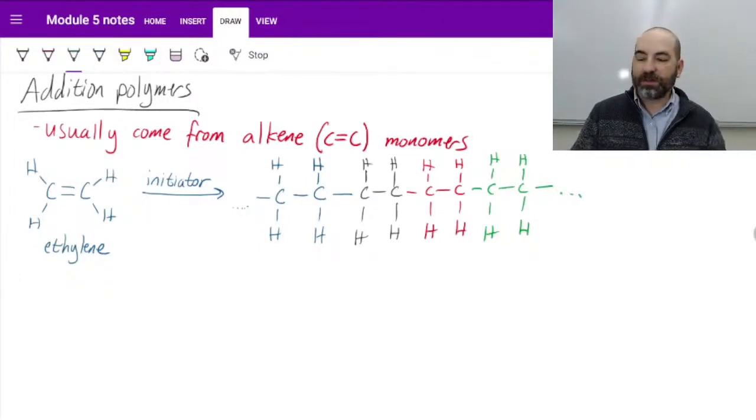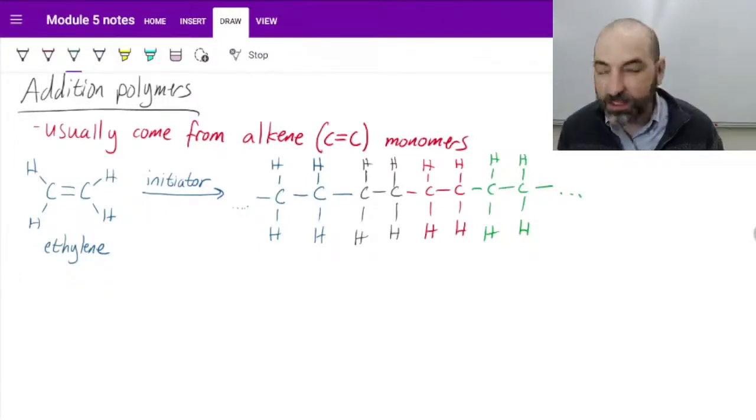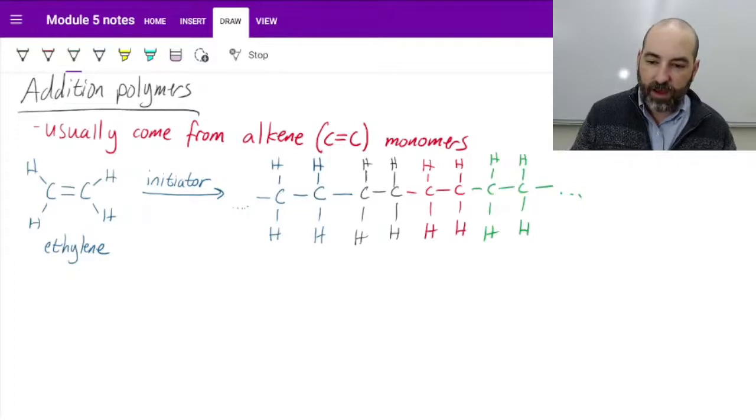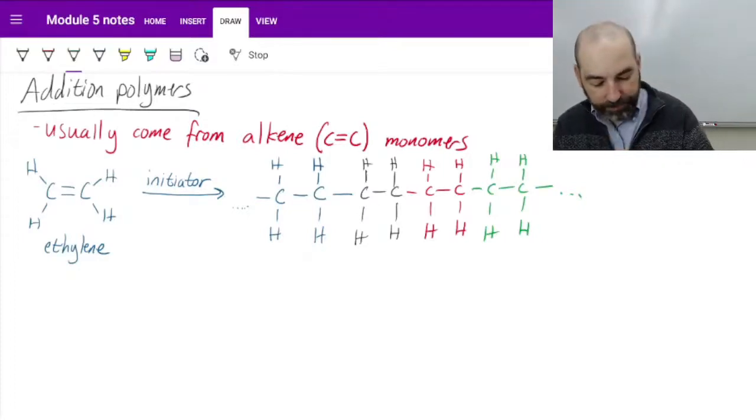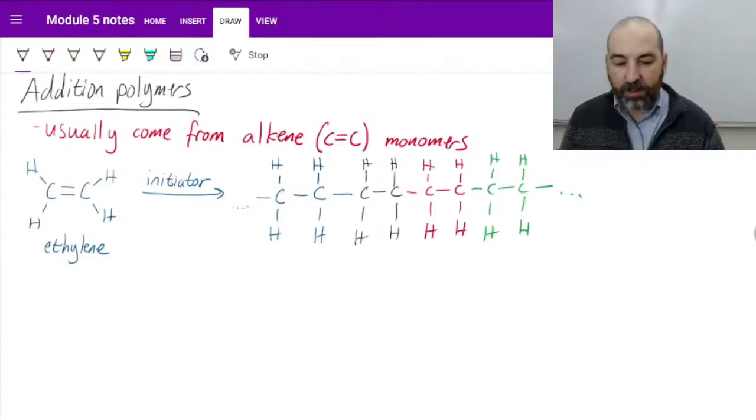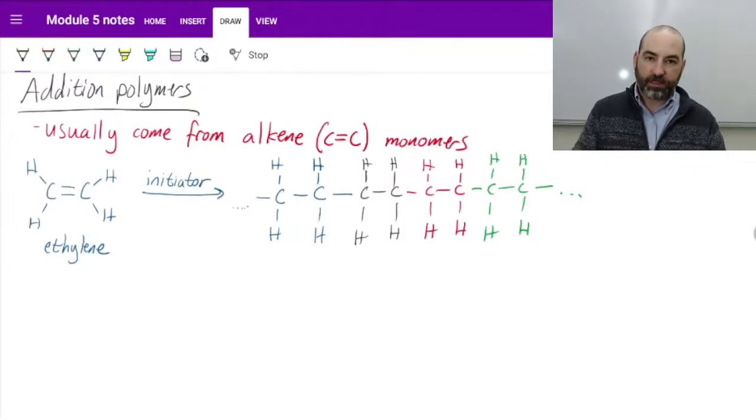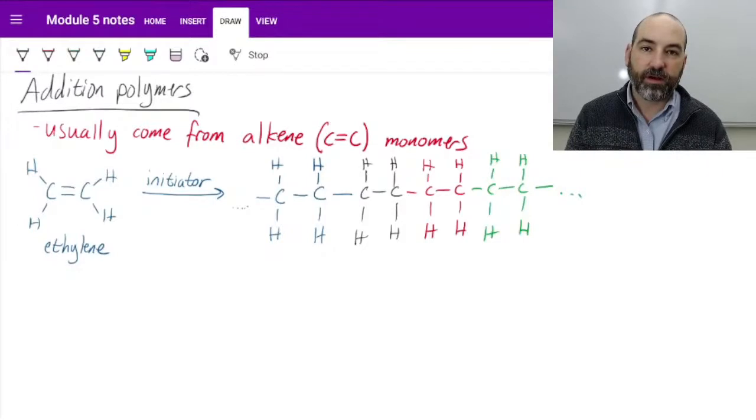And we might use notation like this to just show that they're going on and on. But there's actually a little bit better way to do it, and that is to look at one of the monomer units and put parentheses around it, kind of like we did with the condensed structures.